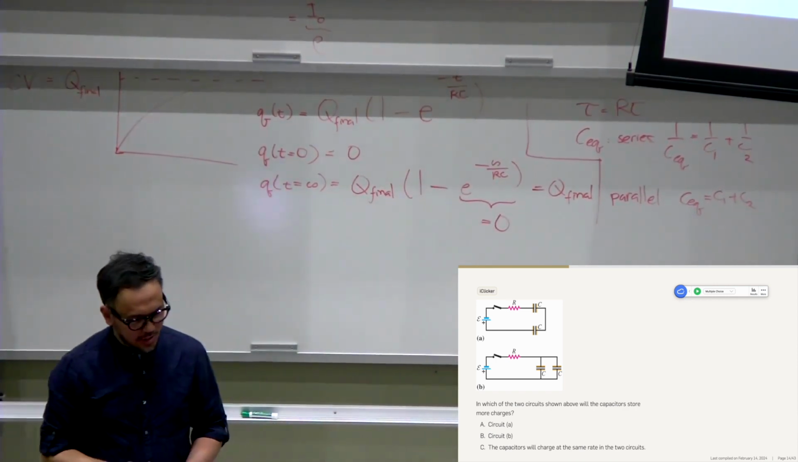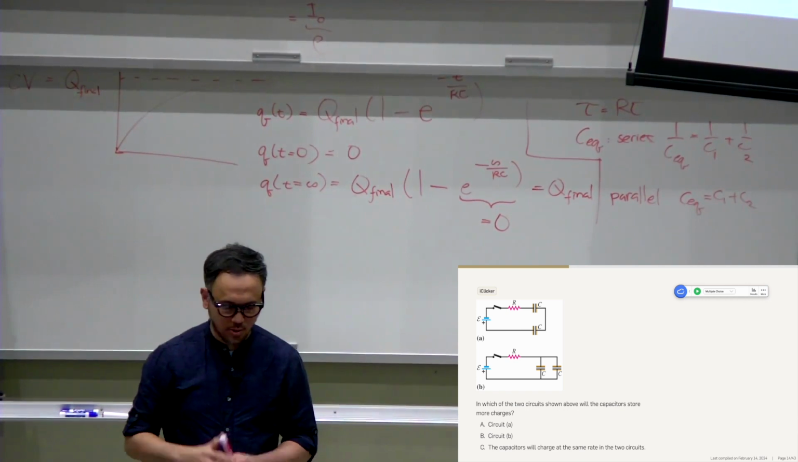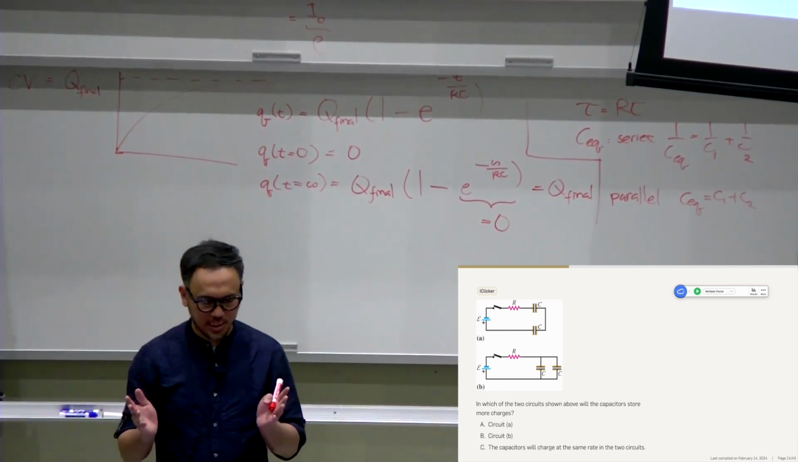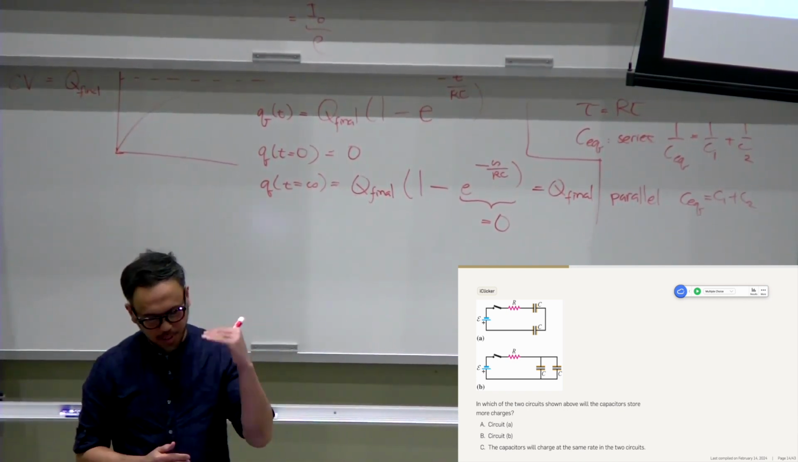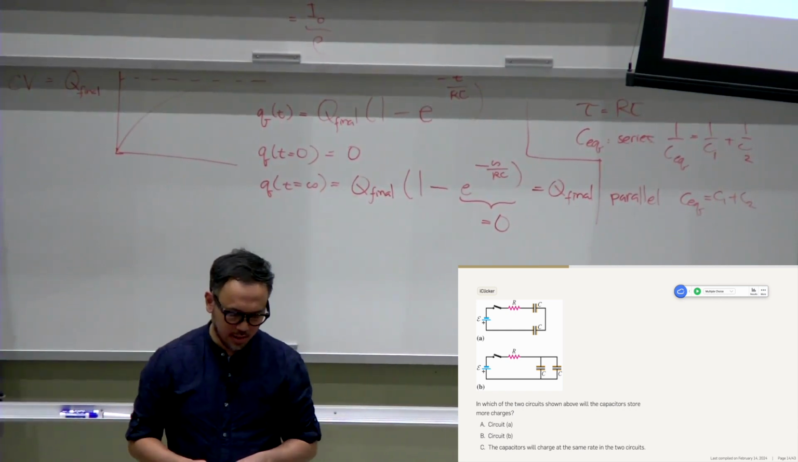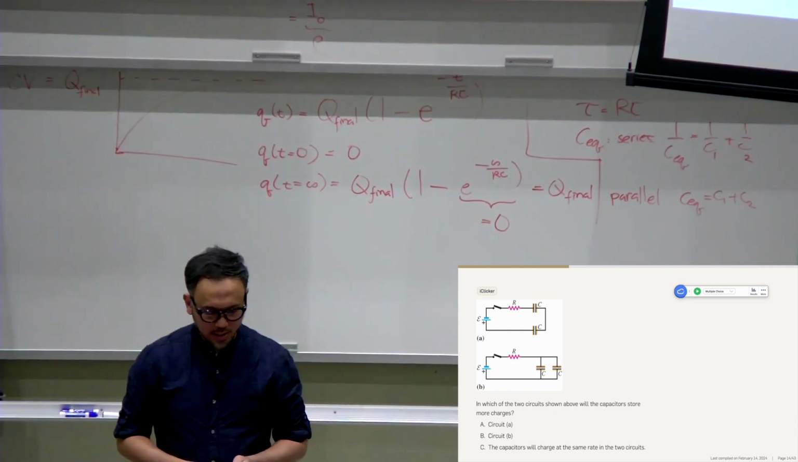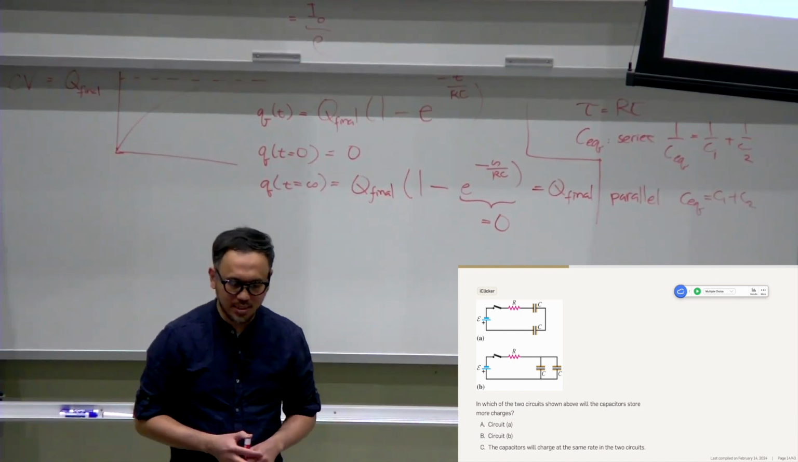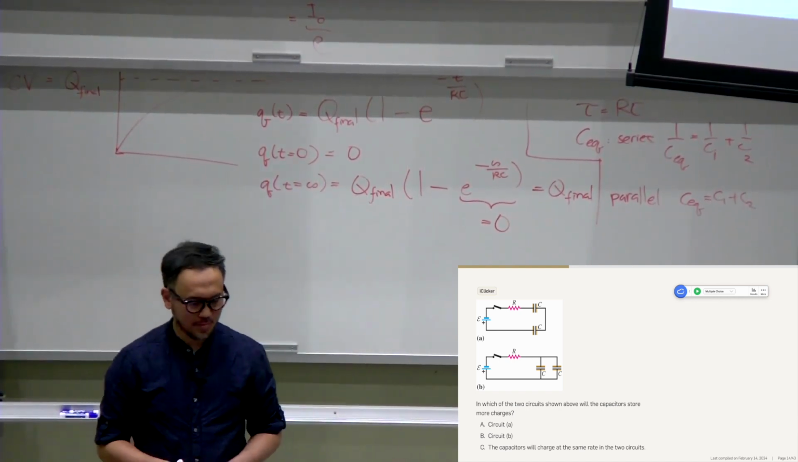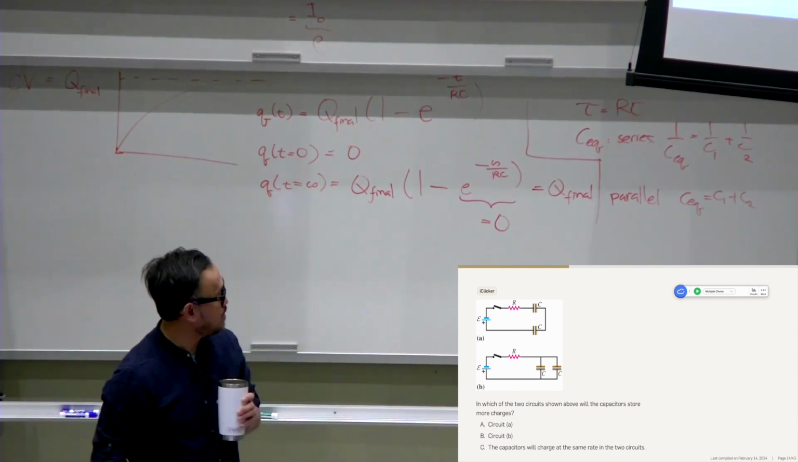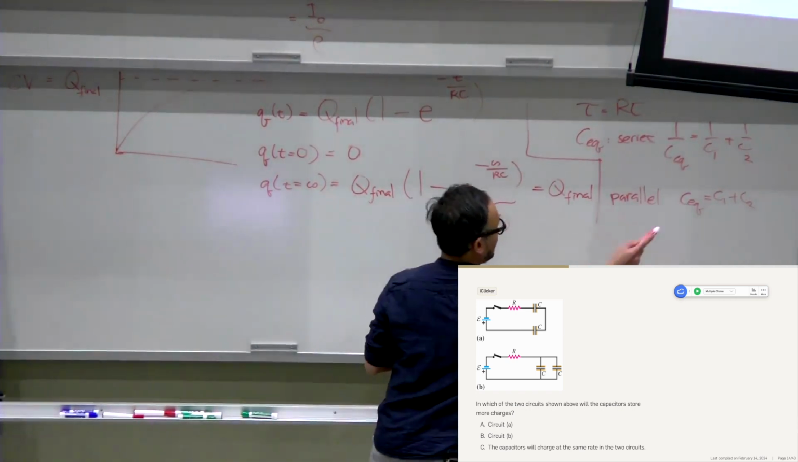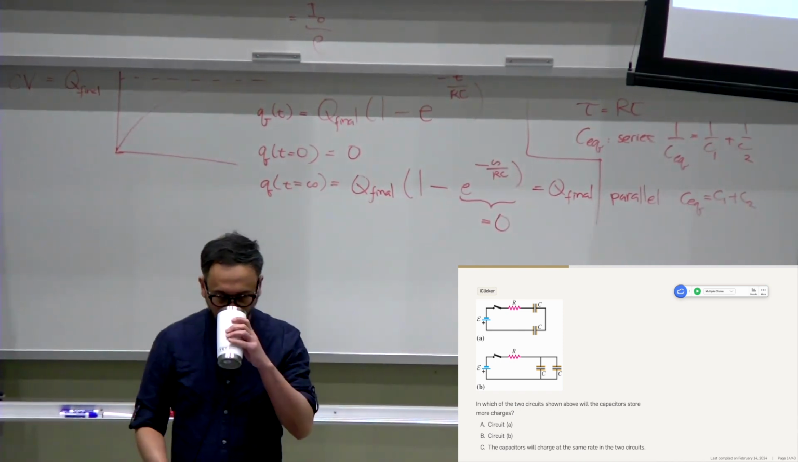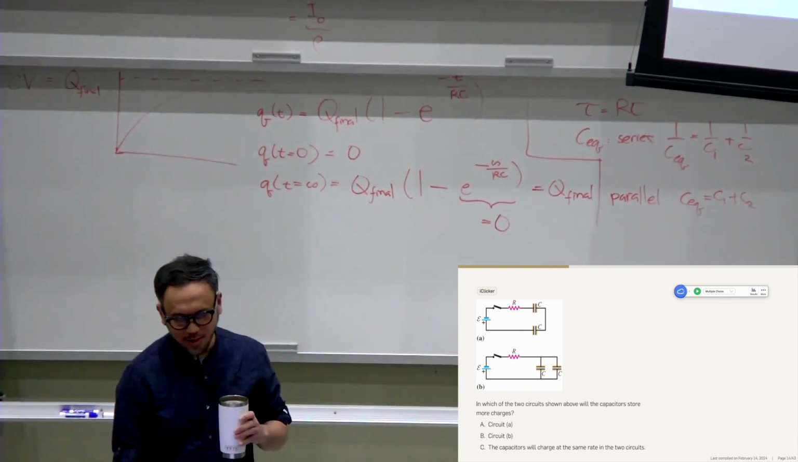So this question asks, there are two circuits, one of them is series, the top one is series, the bottom one is parallel. The question is, in which of the two circuits shown above will the capacitor store more charges? So that's first, you just need this equation.